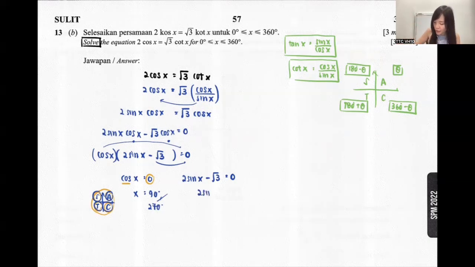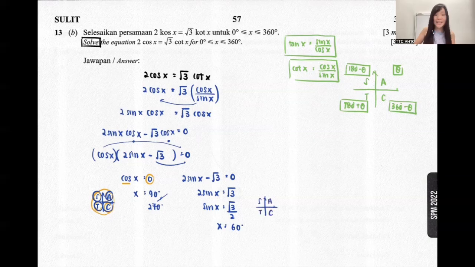Okay? How about this one? Minus, move it over plus. Times, move it over divide. So my sine x answer will be root 3 over 2. Sine, move it over, shift sine. I get the x answer is 60 degrees. So same thing. You like it, you don't like it, please check your All Science Teacher Crazy.